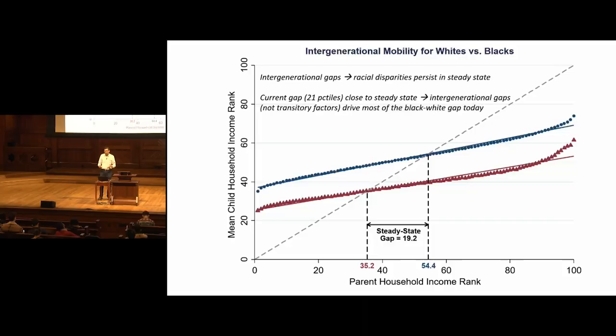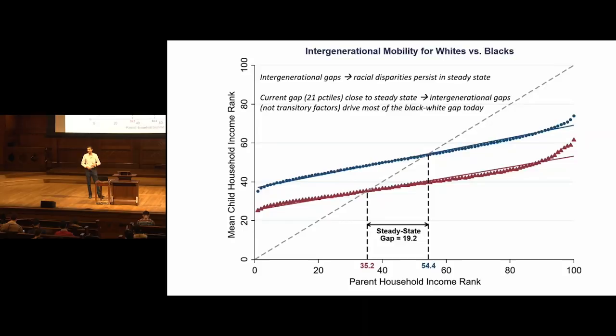So what is that telling you? It's telling you that the gaps in income that we see in the data between blacks and whites are driven by these differences in rates of mobility rather than transitory factors that might vanish over time.